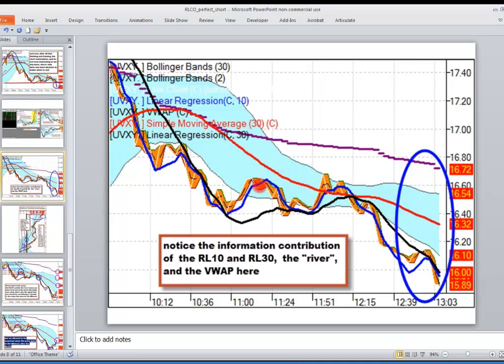Because what did we have here? We had a failure at the Bollinger Band mean. We had a failure at the river, and another failure before the Bollinger Band mean. We had a failure at the edge of the river. It's getting worse, not better.